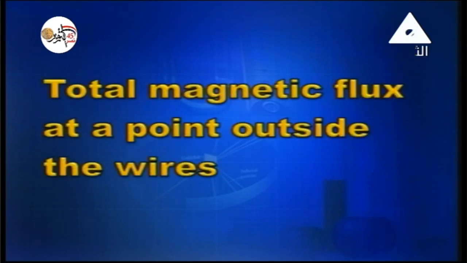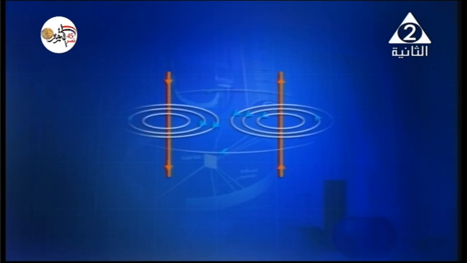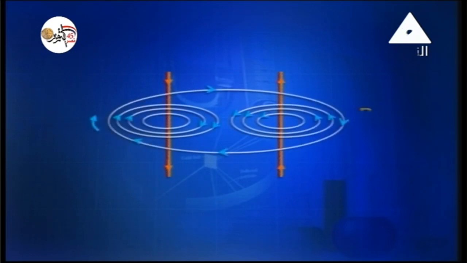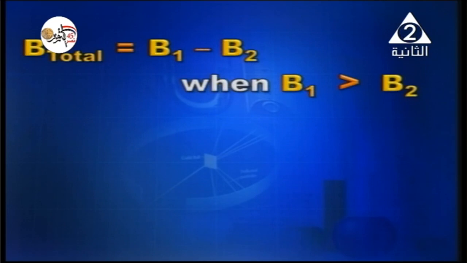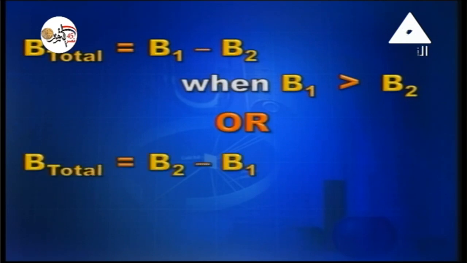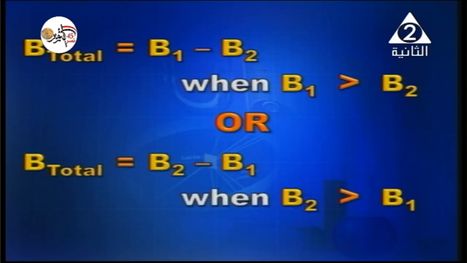But outside the wires, since they are in opposite directions, the total magnetic flux is B1 minus B2 when B1 is greater than B2, or B2 minus B1 when B2 is greater than B1.